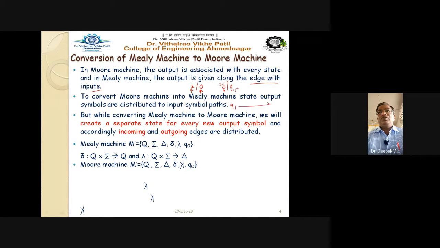For example, Q1 goes to Q2 with 0, 0. That is Q1 on input 0. See how to read this Mealy machine: Q1 on input 0 goes to state Q2 and produces output 0. It may be, for example, 1 slash 0. So Q1, given input 1, goes to state Q2 and produces output 0. This is the way in the Mealy machine.